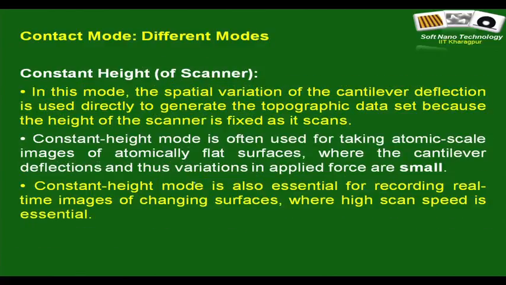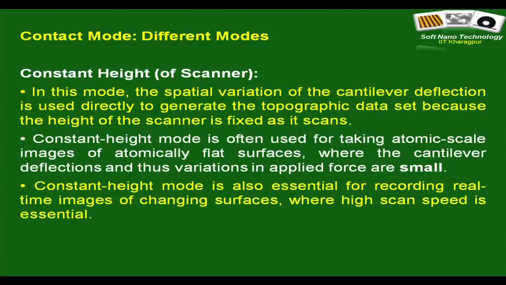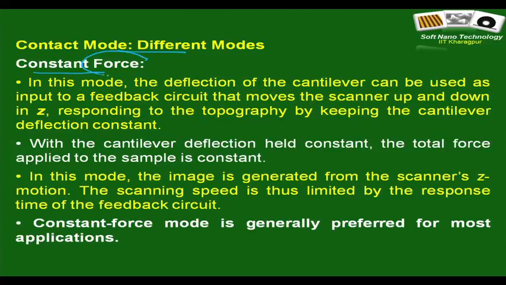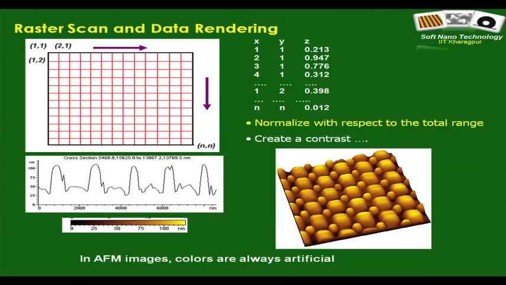scanning is done, I will probably skip the different modes, the constant force and the constant height. It's very similar to what we have learned, the constant current and constant height modes in STM. Almost all contact mode imaging is done in constant force mode. Nobody does it in constant height mode anymore, because in constant height mode you can in principle run it without the feedback loop, which is not done.